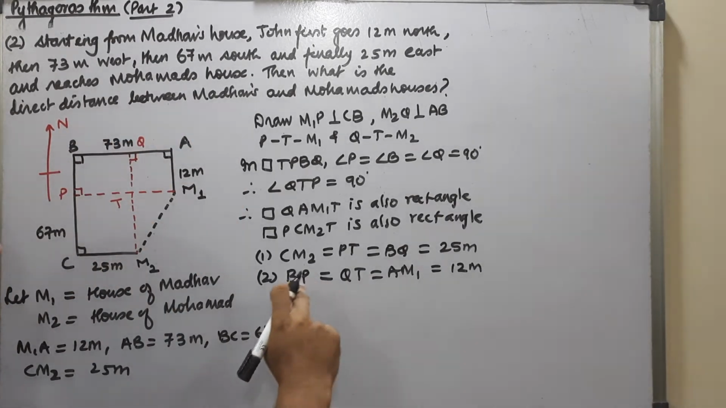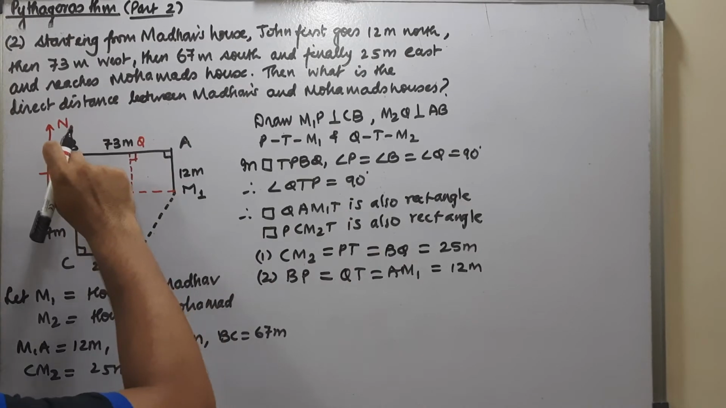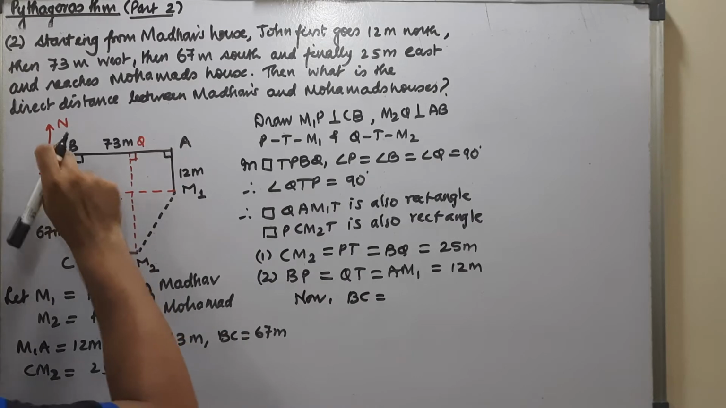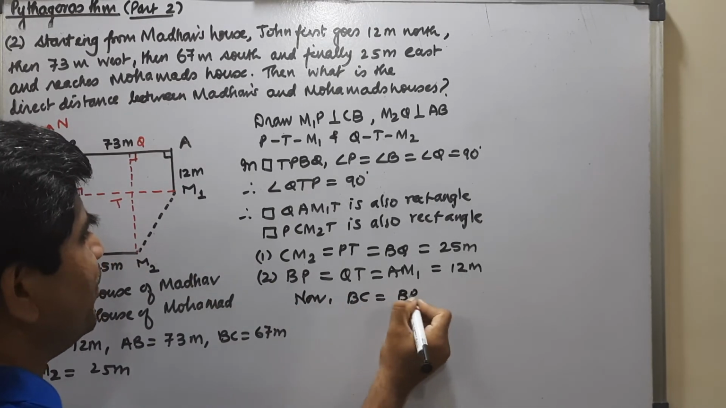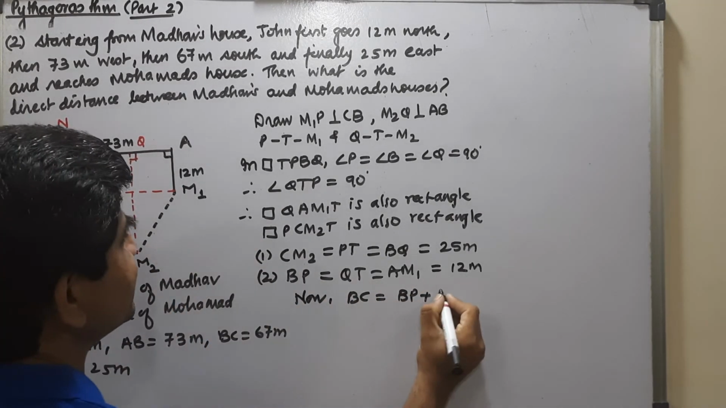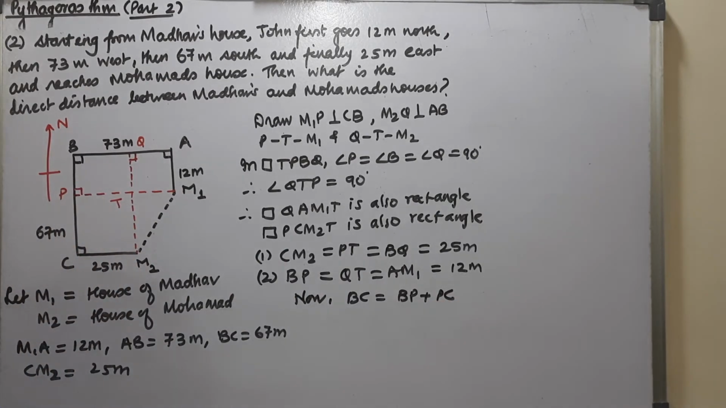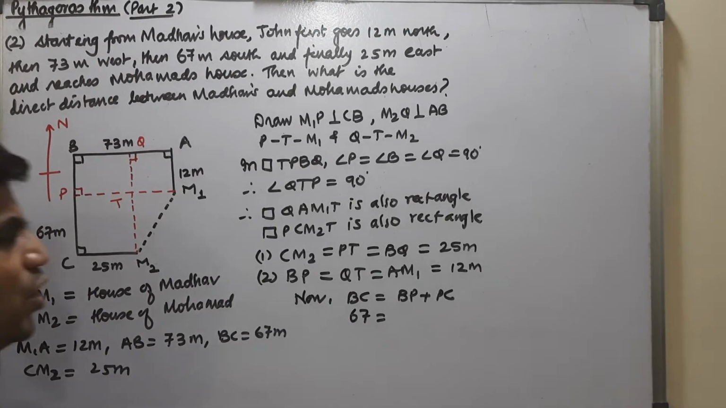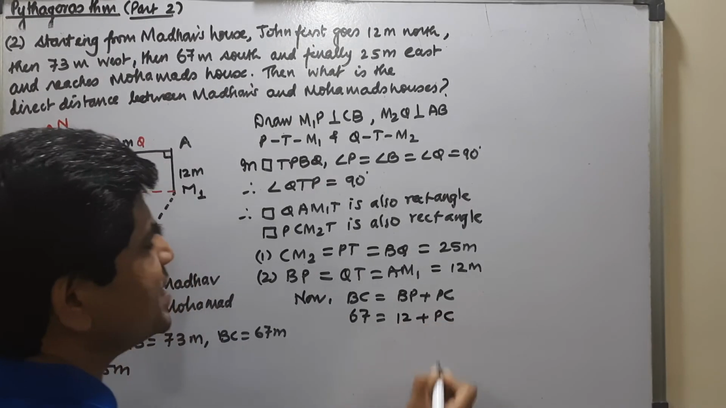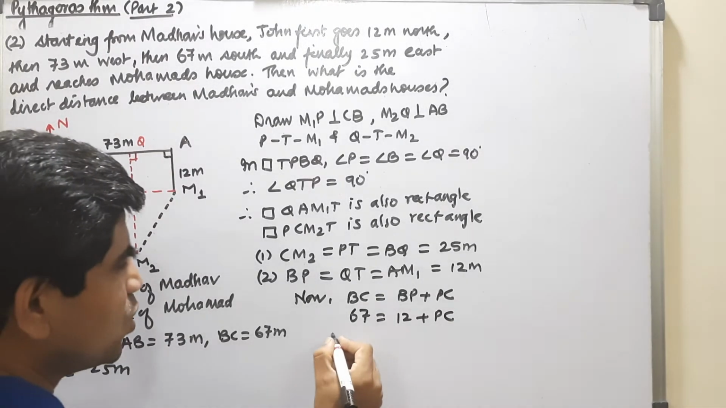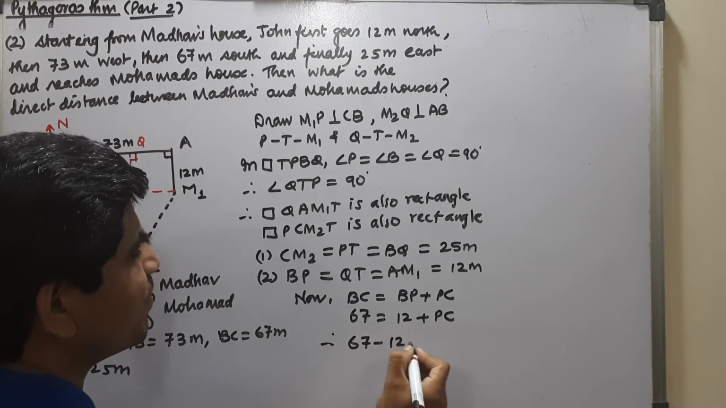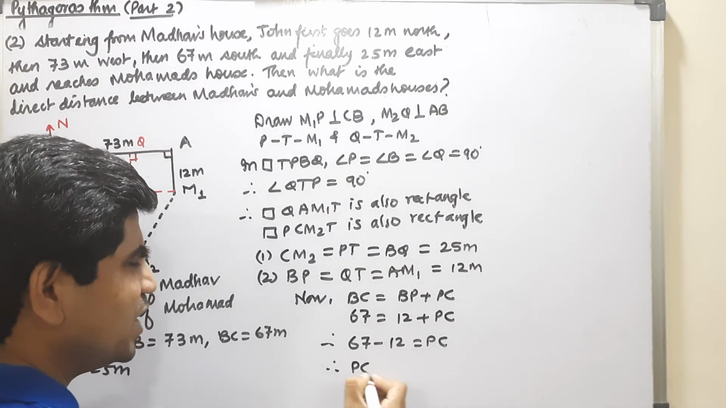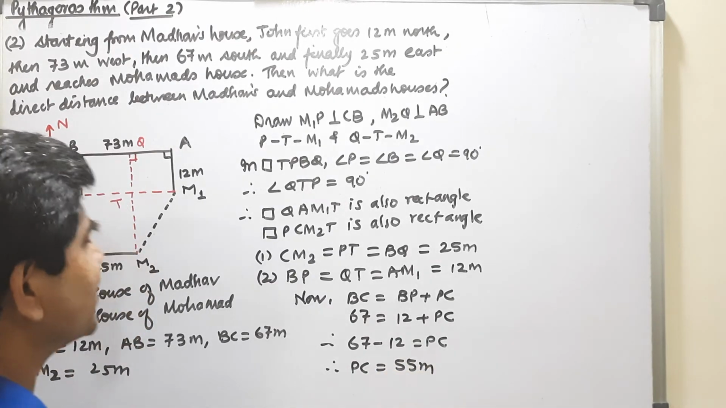BP is now 12 meter, and this BC is known to you. BC is equal to BP plus PC, agreed? And this BC is your 67, BP is known to you as 12, and PC we don't know. So on solving, you get 67 minus 12 is equal to PC. So obviously your PC becomes 55 meter.